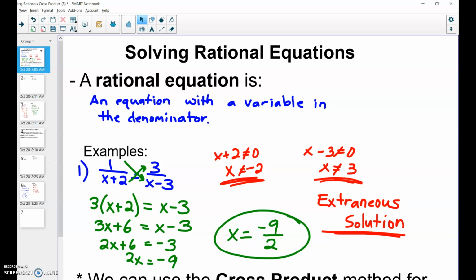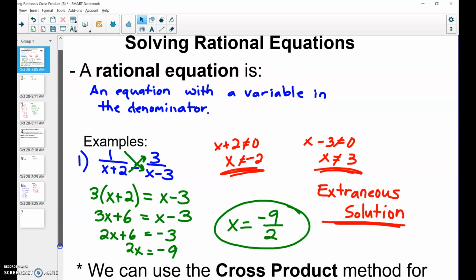So a rational equation is an equation with a variable in the denominator. Okay, so when you have a variable in the denominator, you have to check for extraneous solutions, or solutions where you would get 0 on the denominator.